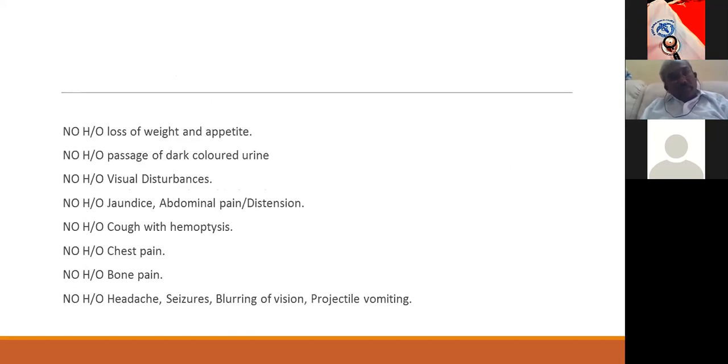There's no history of loss of weight and loss of appetite. There's no history of passage of dark colored urine. What do you think is the importance of dark colored urine? Sir, we are asking this history to rule out melanuria, if there is any discharge of melanin pigment in the urine, which occurs in the late stages when there is metastasis. So I'm asking this history with respect to metastasis.